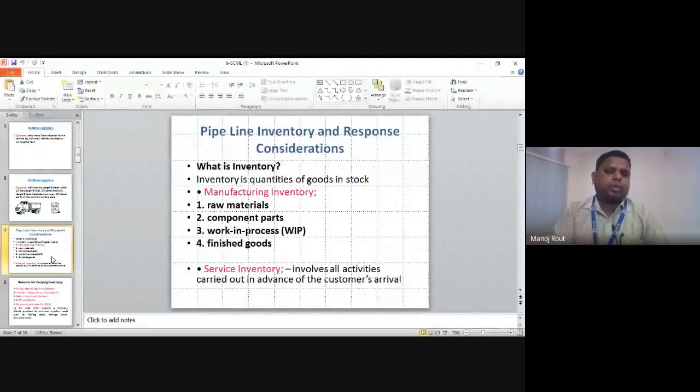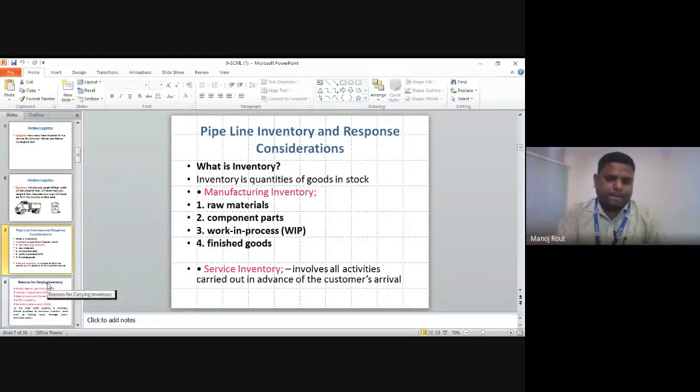Today's topic is pipeline inventory and response considerations. Before starting this topic, you must understand the concept of inventory. Inventory is a quantity of goods or stock. In manufacturing, raw material, components, subcomponents, work in progress and finished goods are considered inventory. But in service industries, it involves all activities carried out in advance of customer arrival, for example in the hotel industry. So again, the basic definition: inventory is a quantity of goods in stock.